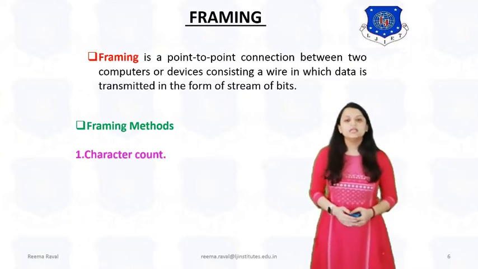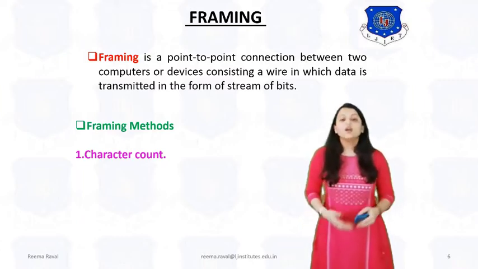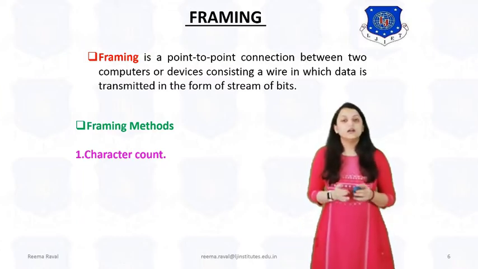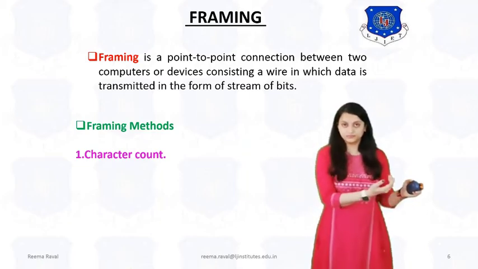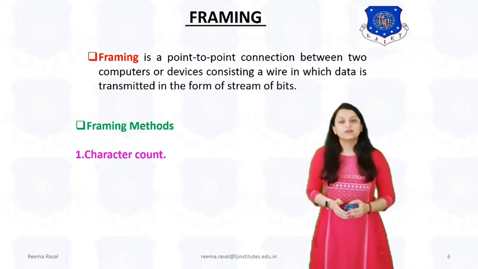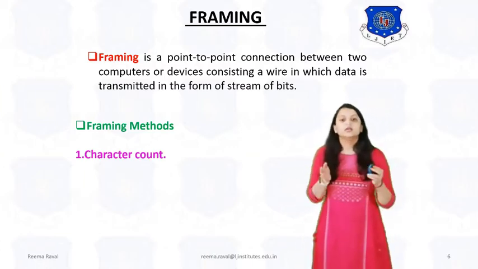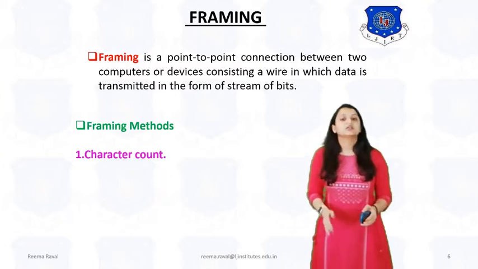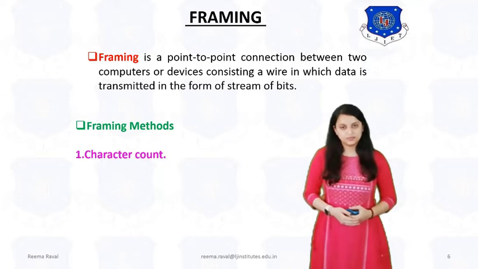So framing is a point-to-point connection between two computers or two devices consisting of wire in which data is transferred in the form of a stream of bits. That means whenever the stream of bits is to be transferred between two devices, it is framing, which is a point-to-point connection establishment between these two devices.